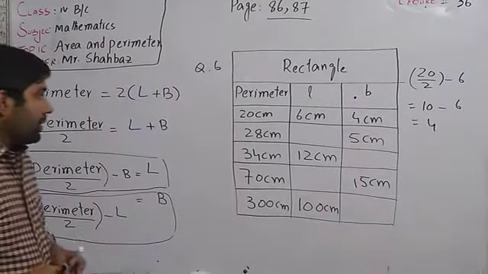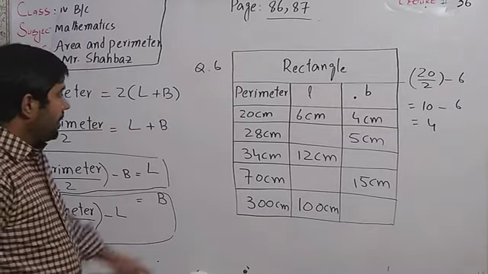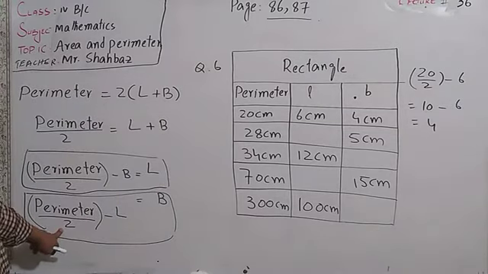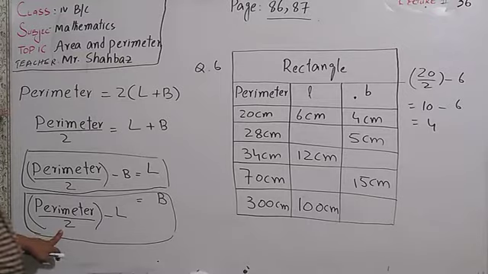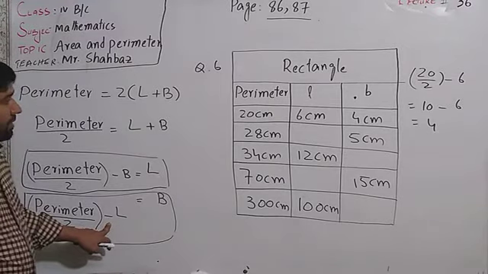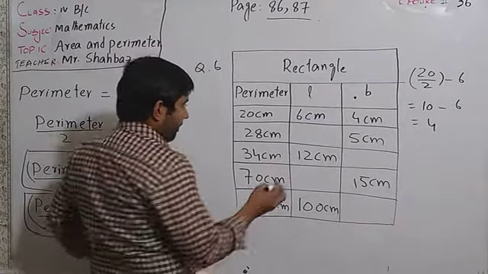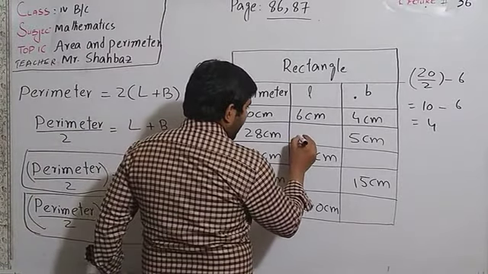You can do this orally. How? 28 divided by 2, what will be the answer? 28 divided by 2, the answer will be 14. And 14 minus 5 will be 9. This is the answer.